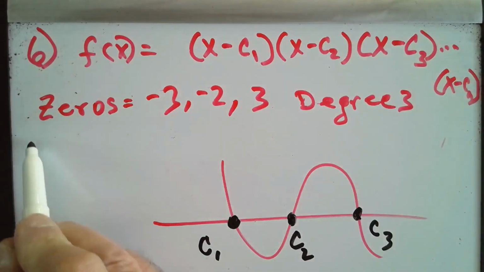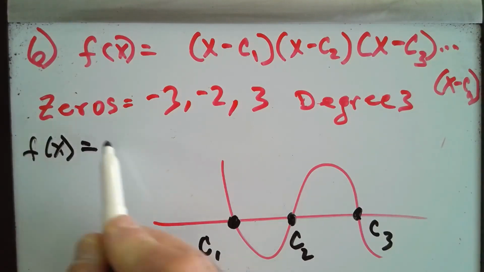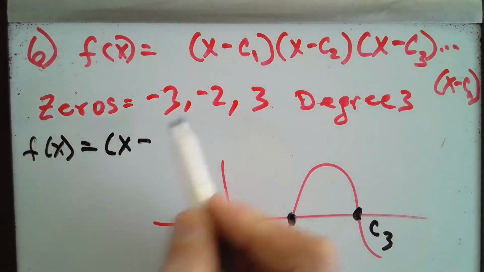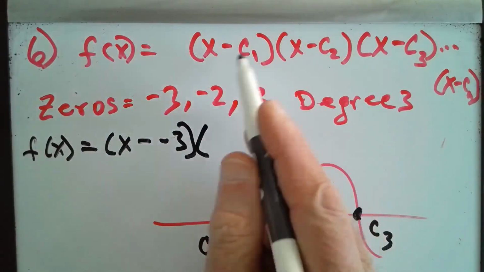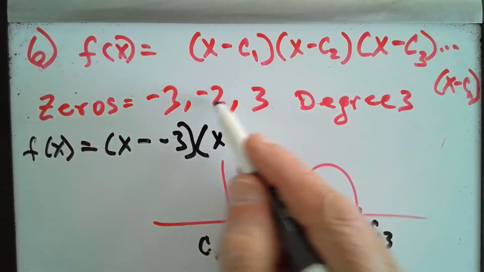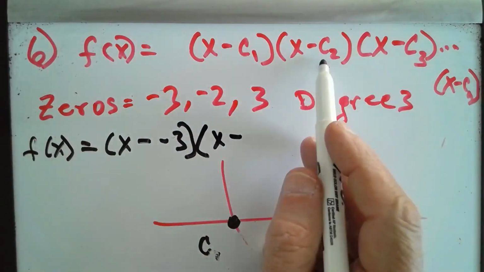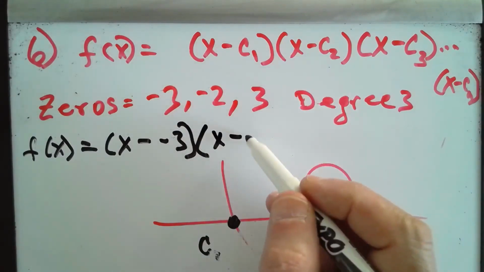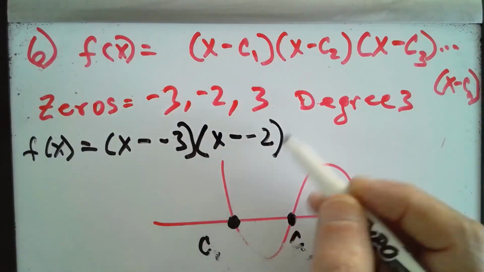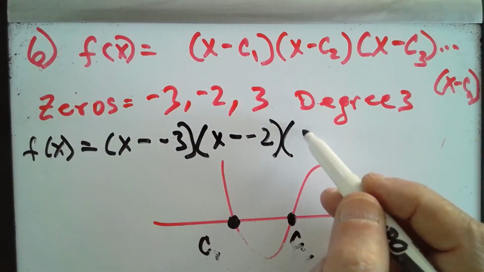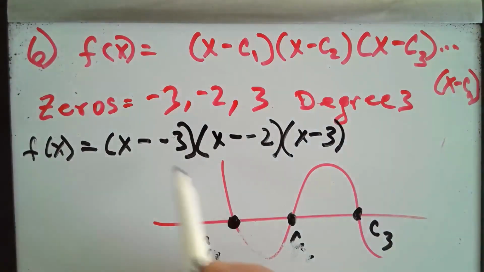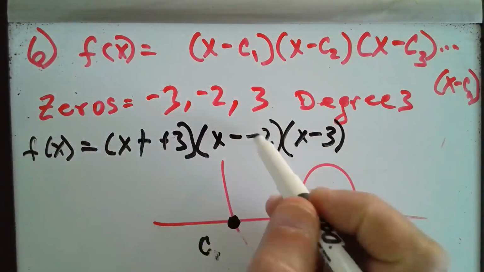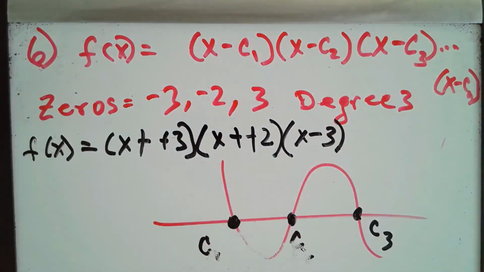So whatever these zeros are, we plug them in to here. We're going to put in here f of x is equal to x minus a negative 3 for c1. And then x minus what comes next? Yeah, minus a negative, c sub 2, which is negative 2. And then what after that? X minus 3. Well, minus a negative, that'll be positive, right? Opposite of a negative 3 is a positive 3, and so on.